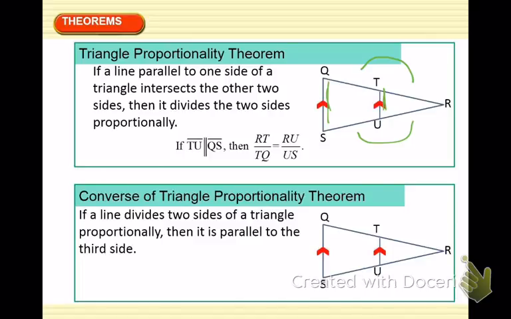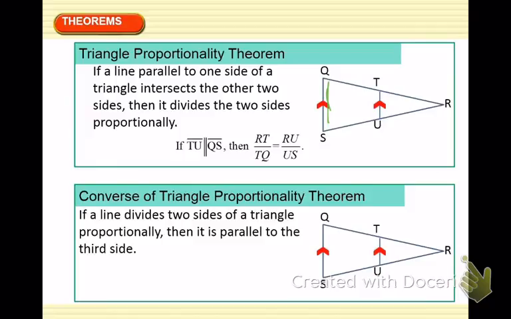Okay? Now, you can definitely go the other way. We know that with our proportion properties, we can flip both of these ratios over, and the proportion would still be true. So we could go QT to TR and SU to UR, but either way, it's the same thing. So that's what that theorem says, right?